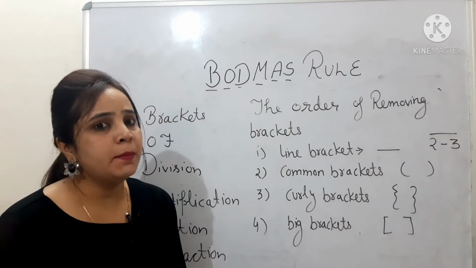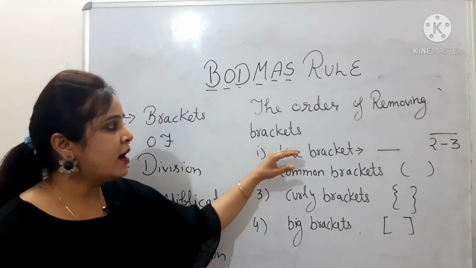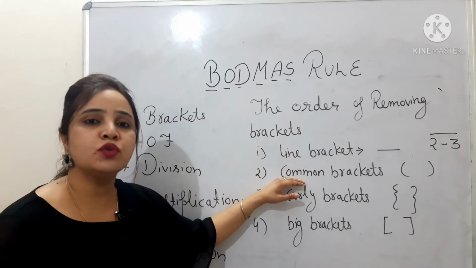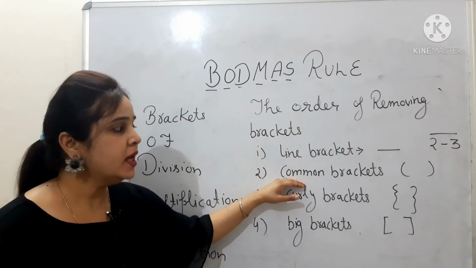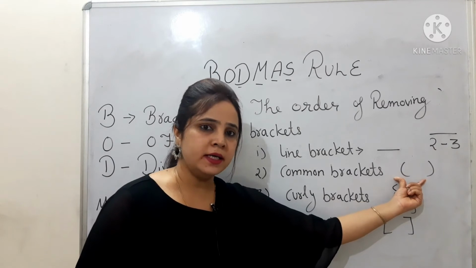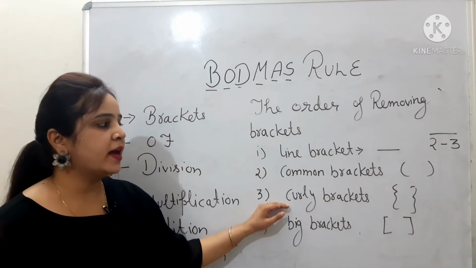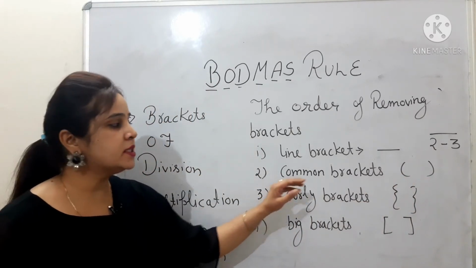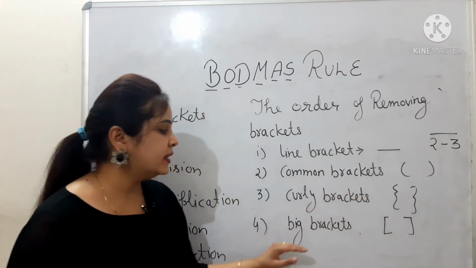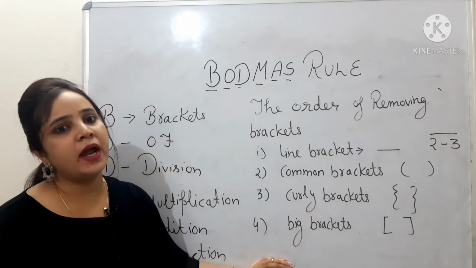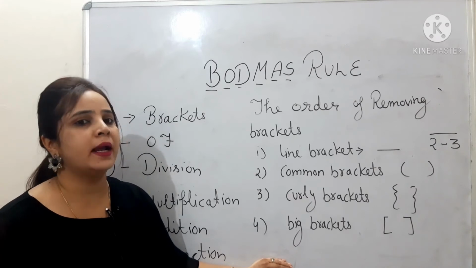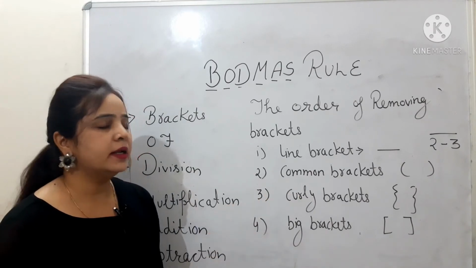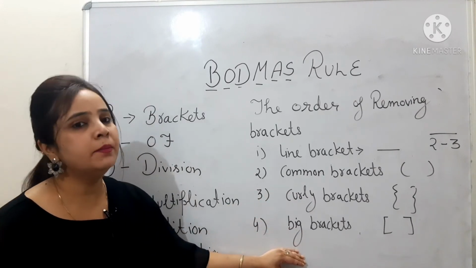This is also called the bar bracket. Clear? Then after solving the line bracket, we have to solve our common brackets. This is the sign for the common brackets, and after the common brackets we have the curly brackets. This is the sign for the curly brackets, and the last one is your big brackets, which we also call rectangular brackets. After solving your curly brackets, we will move towards our big brackets.